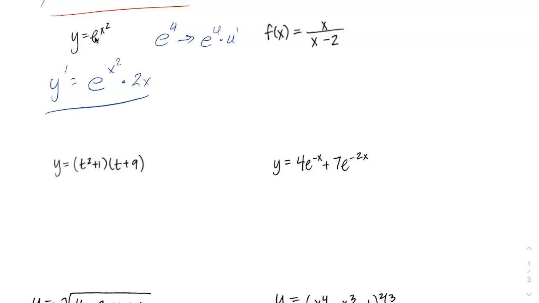So I get that. But people always kind of freak out when they see an e. I always think copy it and times by derivative of the power. Always. That's how you do e. Just copy it, times by derivative of the power.